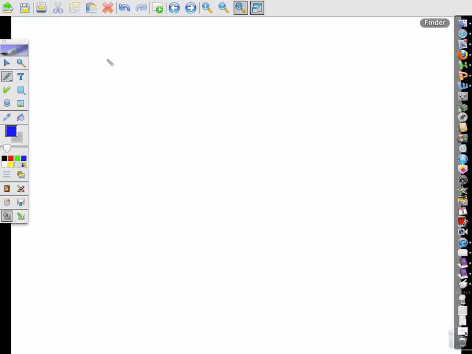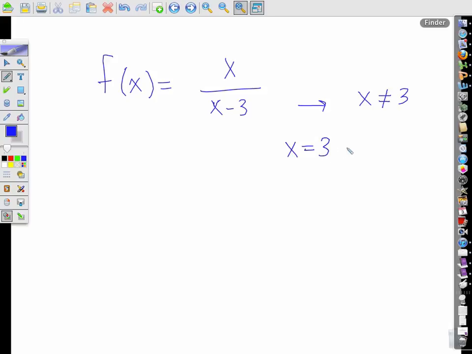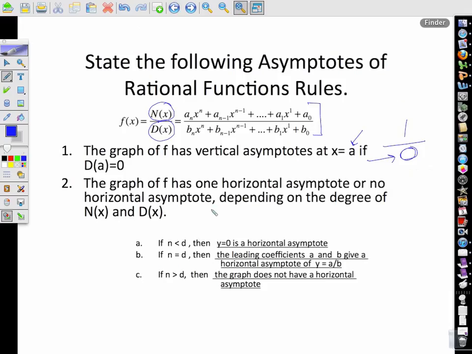Let me show you an example of that. If I've got f of x equals x over x minus 3, since x cannot equal 3, x equals 3 is a vertical asymptote. That's what that would tell us, because x equals 3 makes it undefined. So you've got to find your domain here and figure out your vertical asymptotes.